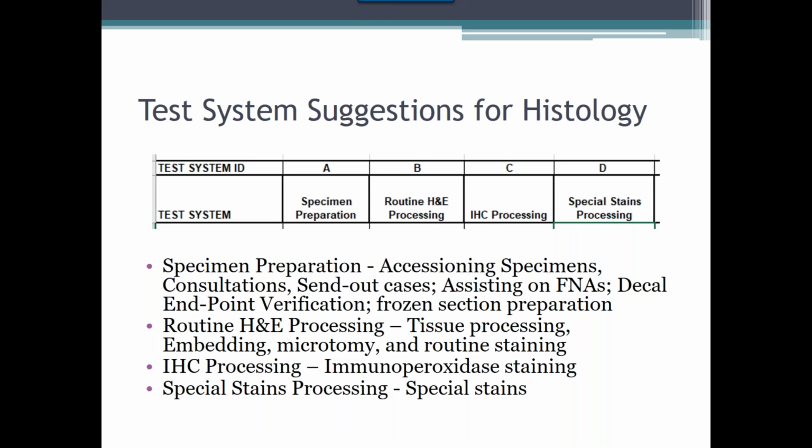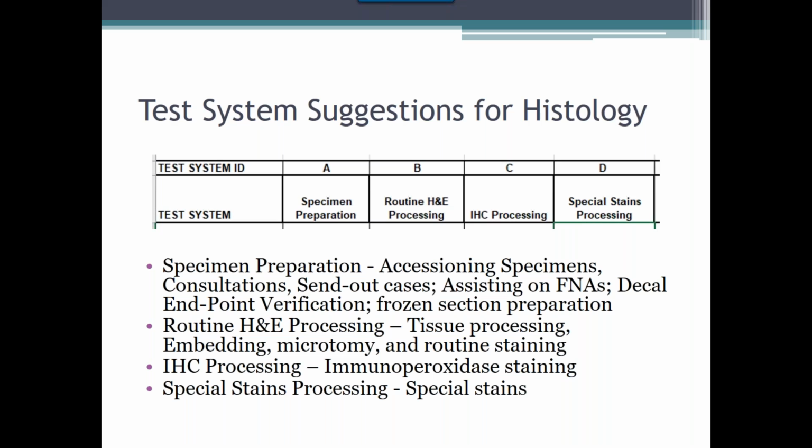So specimen preparation can kind of be a catch-all, if you will, that would include things like accessioning specimens, preparing consultations, sending out specimens to a referral laboratory, FNA and frozen section assistance in specimen preparation, and then the decal process. Routine H&E processing could include things like tissue processing, embedding, microtomy, and then the routine H&E staining, kind of that whole generic process that occurs within the department.